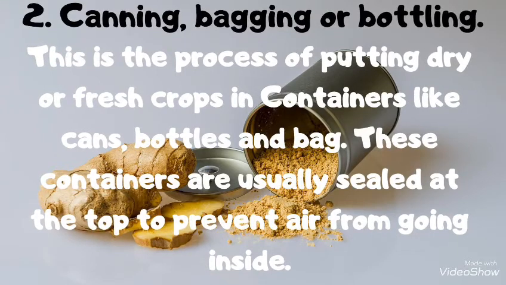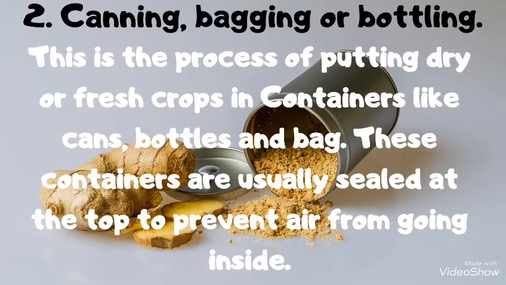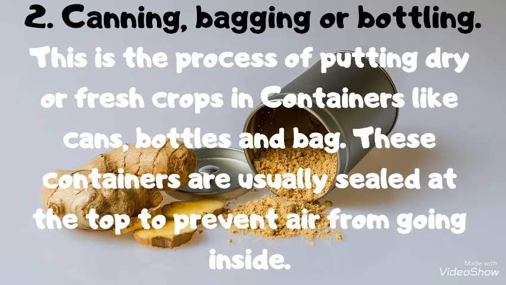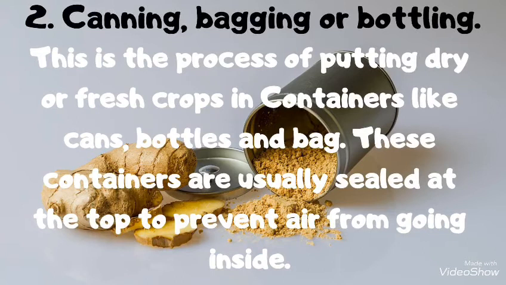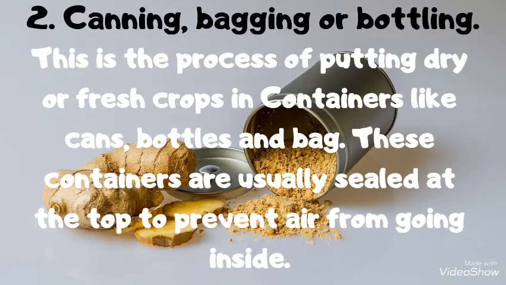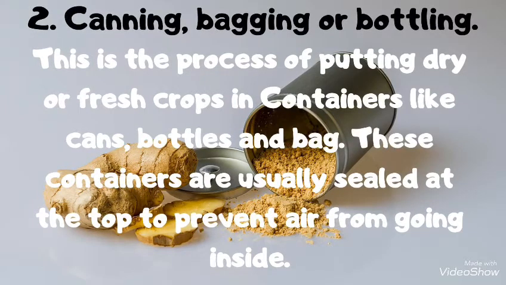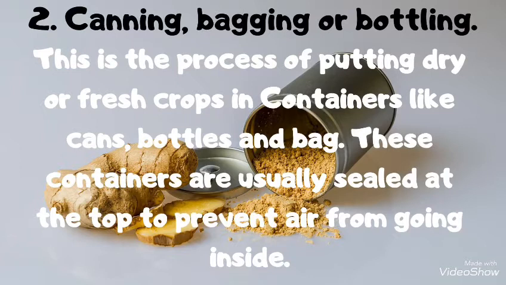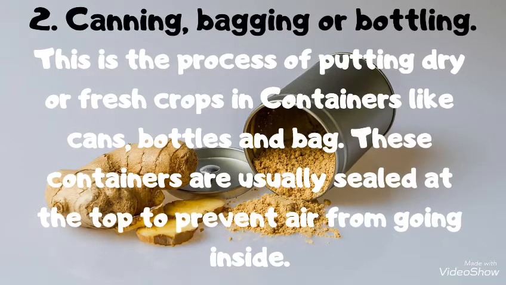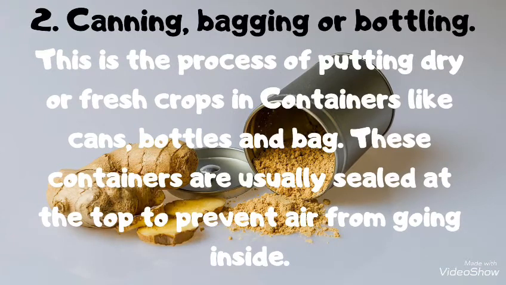2. Canning, bagging, or bottling. These three are the same process. This is the process of putting dry or fresh crops in containers like cans, bottles, and bags. These containers are usually sealed at the top to prevent air from going inside. An example is your canned corn. The corn inside is really fresh. Corned beef, you see, is fresh. Then dry ones, we can mention them.